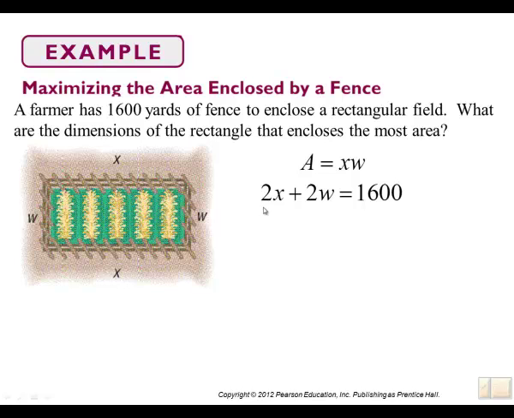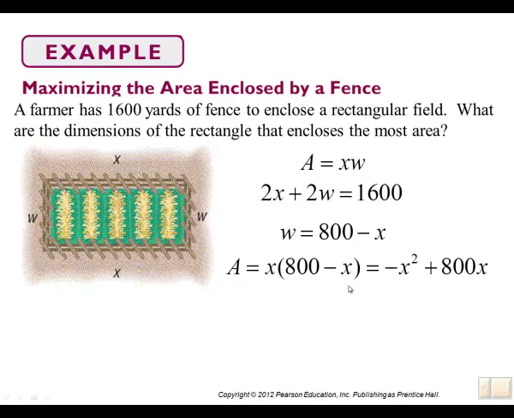So from here, we can just divide everything by 2. And we get x plus w equals 800, and then subtract x from both sides. So we get width equals 800 minus x. And from here, we can go ahead and substitute that into our area equation. So w equals 800 minus x. Take that, substitute that for w in our area equation. And then from there, we can distribute the x, and we get area equals negative x squared plus 800x.